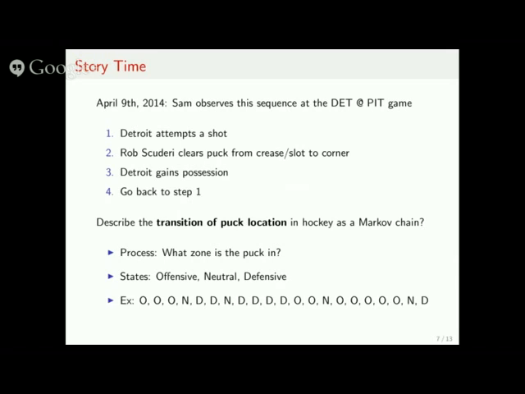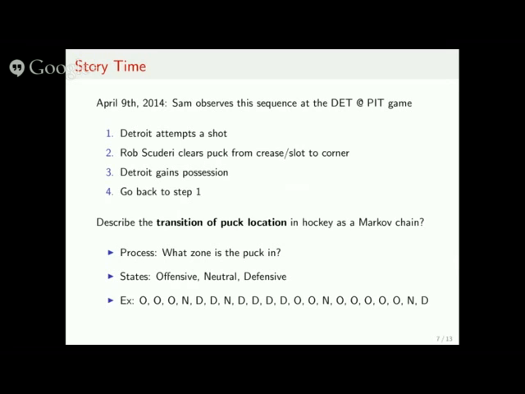So I thought about the process of a hockey game as a Markov chain, where the process is what zone the puck is in. The states are offensive zone, neutral zone, and defensive zone, and the example is just the puck moving from the offensive zone to the neutral zone to the defensive zone, and there are some times associated with each of these.